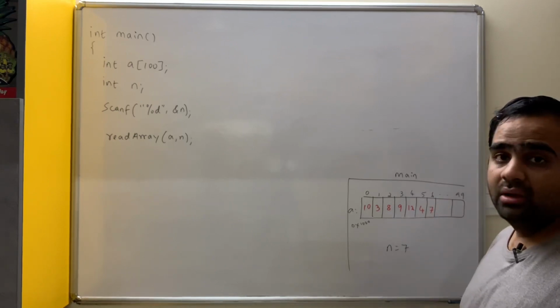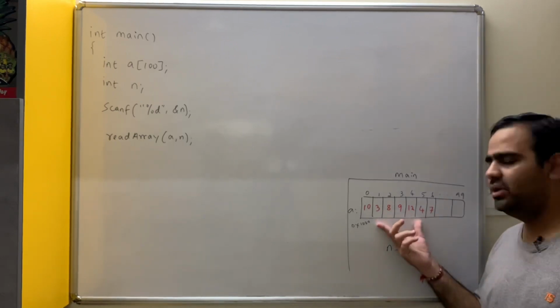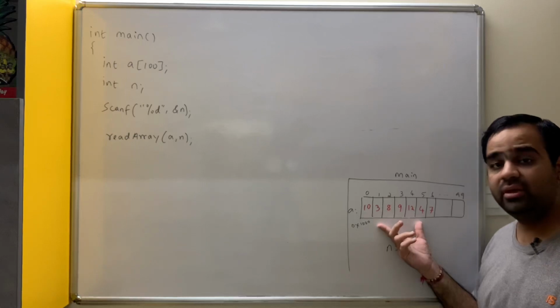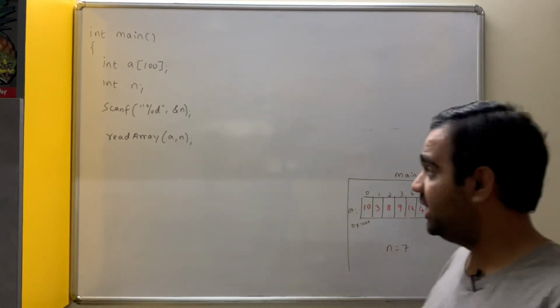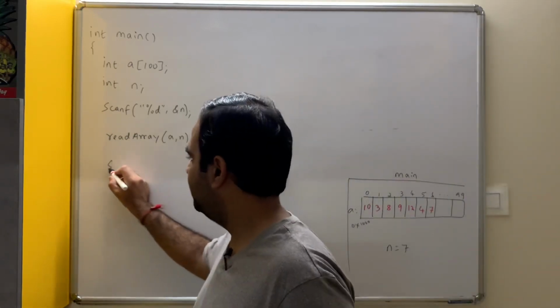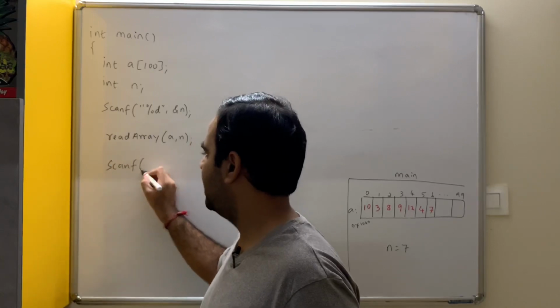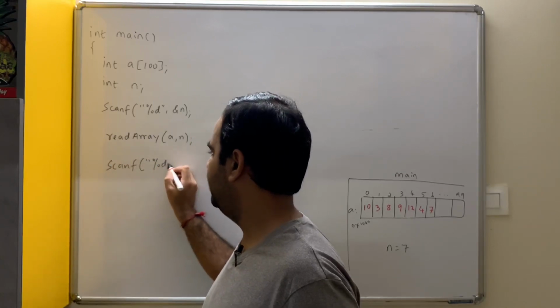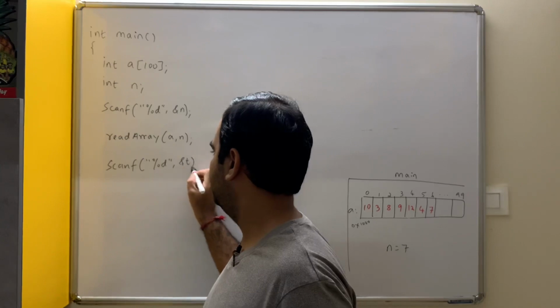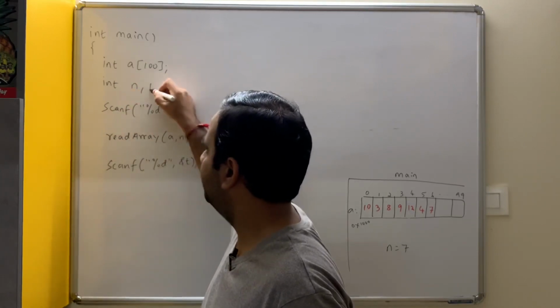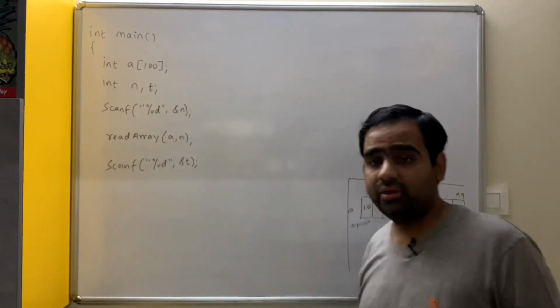Now in this array, you need to find all the pairs whose sum is equal to t. That means t is also an input. Hence we read the value of t. We say scanf %d ampersand t, the value whose pair sum we want to find.